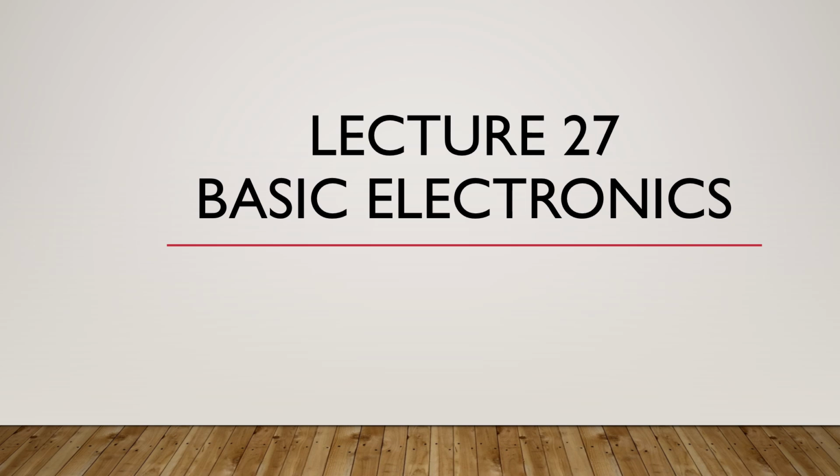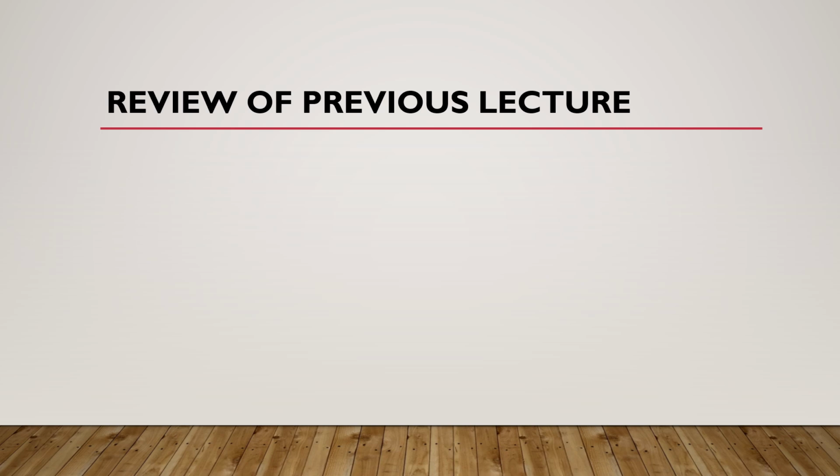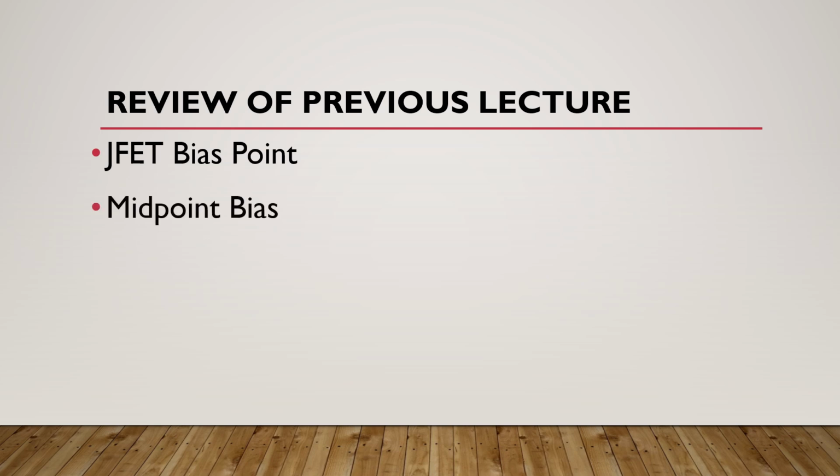This is the 27th lecture of Basic Electronics. First, we will have a quick review of our previous lecture. In your last lecture, you studied about bias point of junction field effect transistors, where you understood how you are going to establish bias point of JFET. In your previous lecture, you also understood midpoint bias and voltage divider bias of junction field effect transistors with the help of some examples.